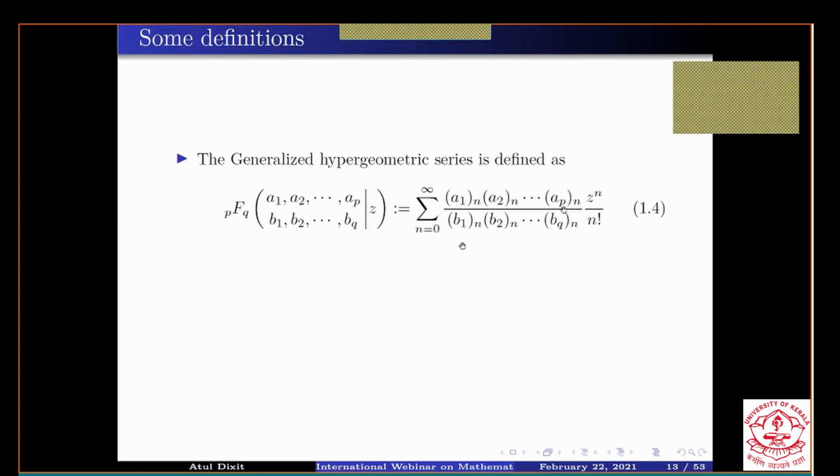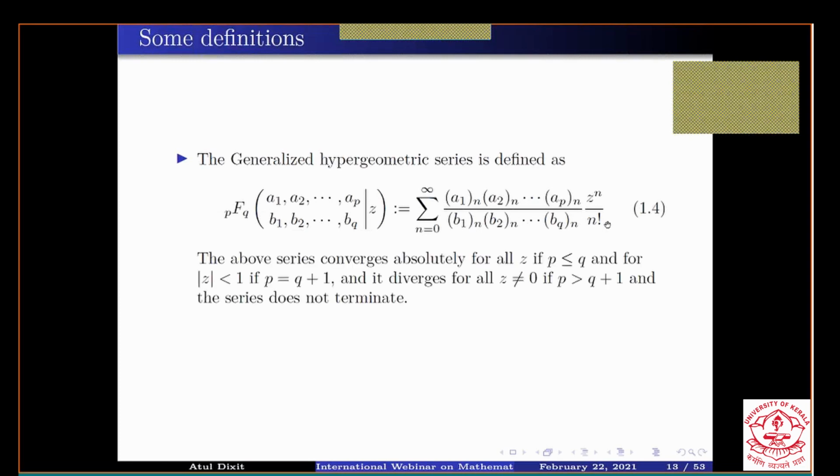So you have all these Pochhammer symbols consisting of quotients of gamma functions, and then z raised to n over n factorial. This series converges absolutely for all z when p is less than or equal to q, but when p is equal to q plus 1, it converges only in the interior of the unit disk, and it diverges for all z not equal to 0 if p is greater than q plus 1, if the series does not terminate. This is a well-known fact from the theory of hypergeometric series that we are going to assume.